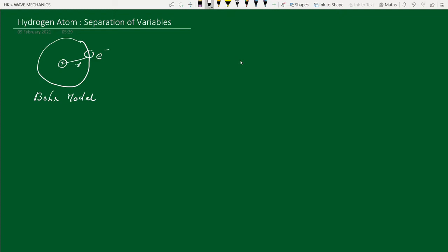Then what is the potential energy when the electron is at a distance r from the nucleus? It is the Coulomb energy, right? So minus e squared by 4 pi epsilon 0 r. The nucleus has plus e charge, the electron has minus e charge. So 1 by 4 pi epsilon 0, Q1 Q2 by r, where Q1 is plus e and Q2 is minus e. So this is the potential energy.